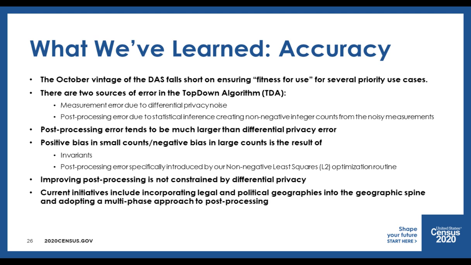And while the noise resulting from differential privacy is statistically unbiased, the post-processing error does have some notable biases, including a positive bias in small counts and a downward bias for large counts, effectively moving people from cities to less populous areas in the data. To address these issues, we're currently exploring two very promising solutions. We're looking at incorporating legal and political geographies into the system's geographic spine, and we're adopting a multi-phase approach to that post-processing.